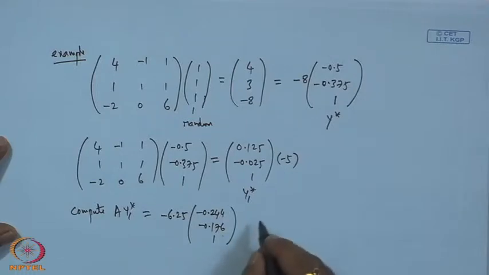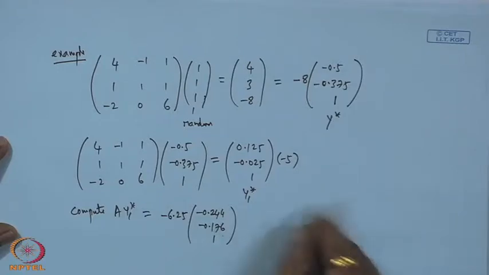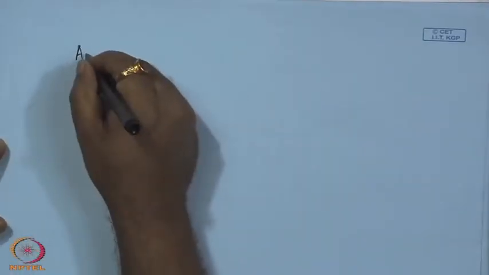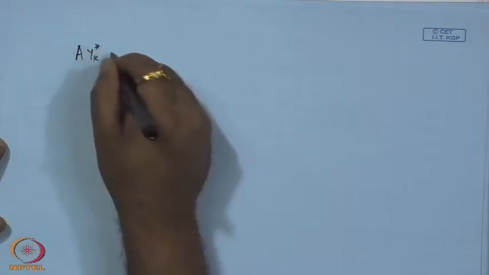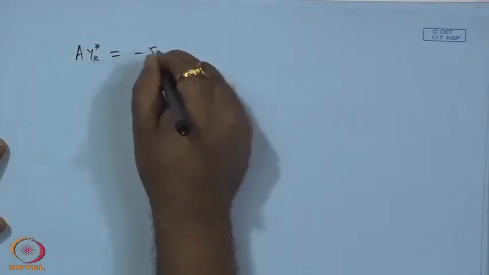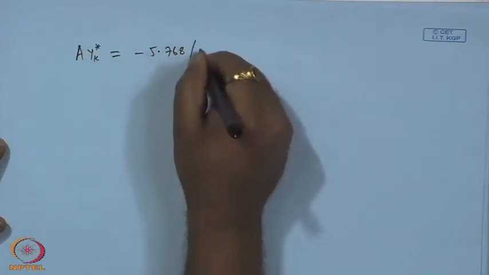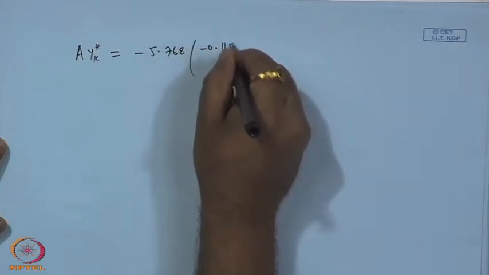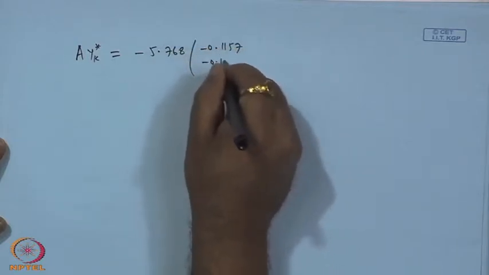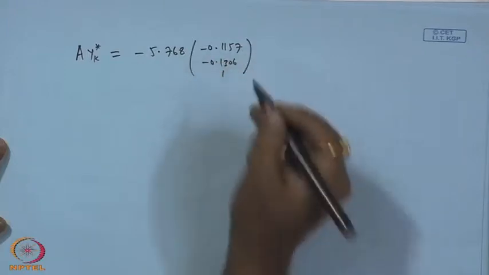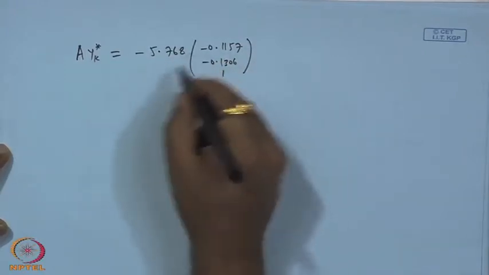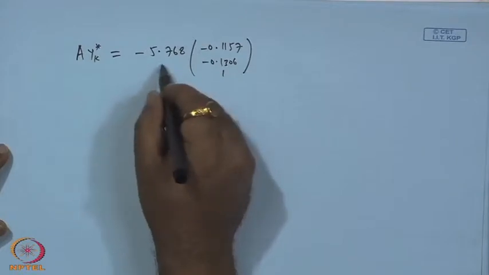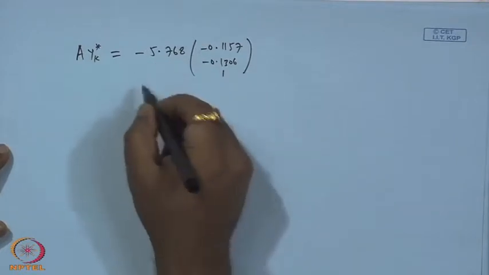So, if we do, we get after a few iterations, A on some y k star equals this, which is differing with the previous one. Okay. So, we stop here.